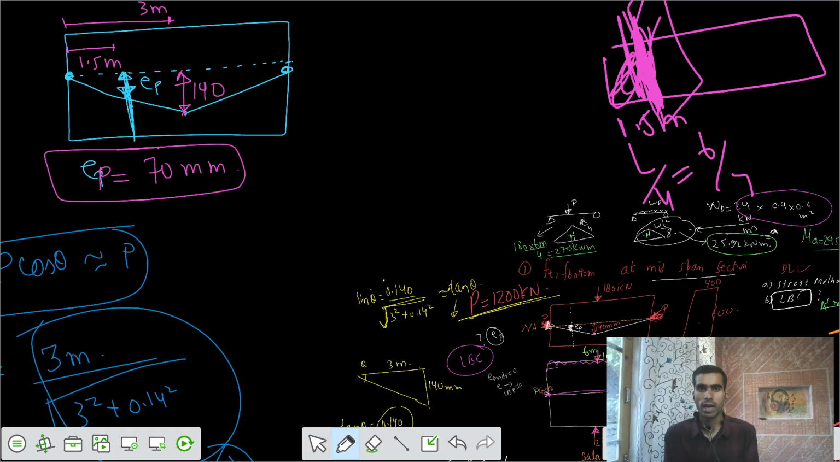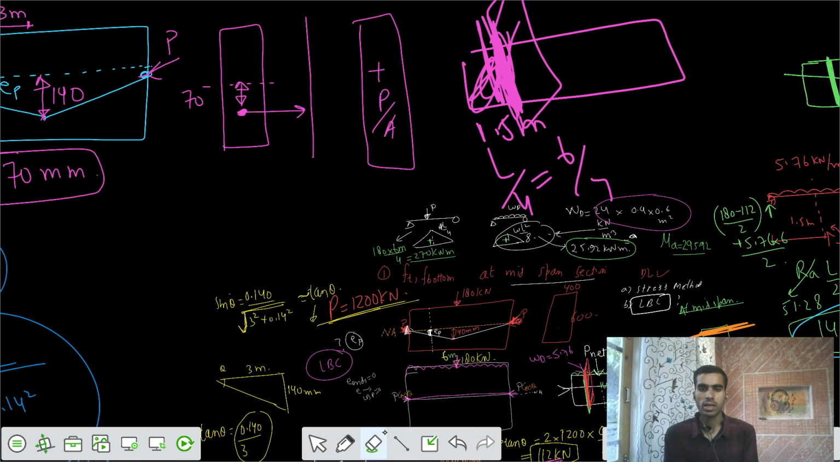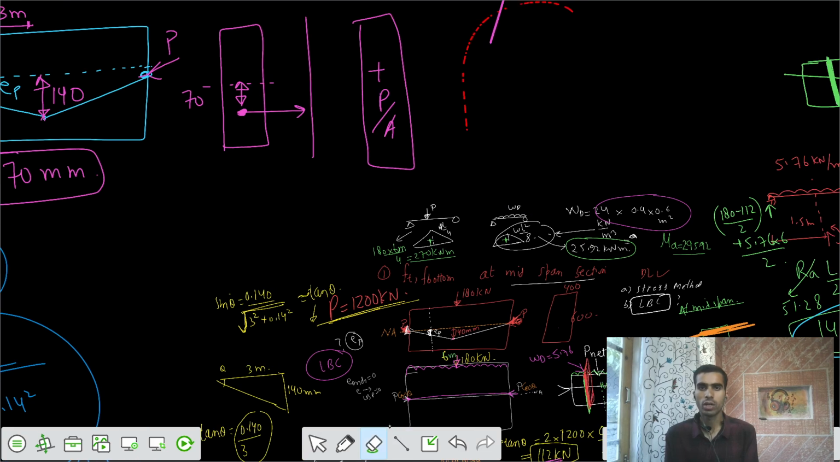So I would say I had a section at the quarter span such that at that location we are having some eccentricity of that load P, that is equal to e_p, and that is 70 millimeters. So that load is applied such that it is causing compressive direct stresses of P by A, and one more stress because of this P into e hogging moment, so we are having top tensile, bottom compressive, equal to P e_p by Z.